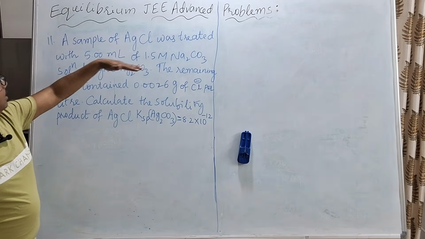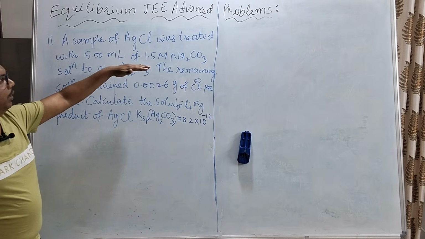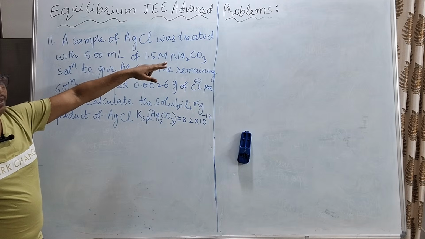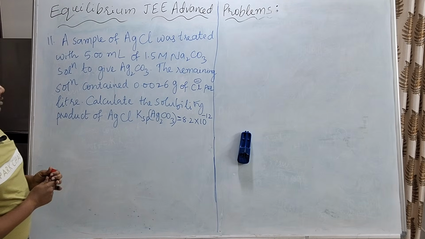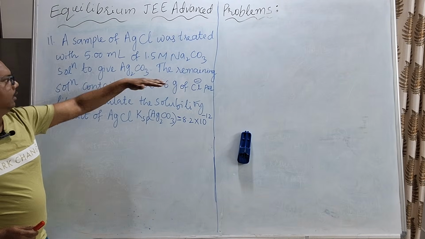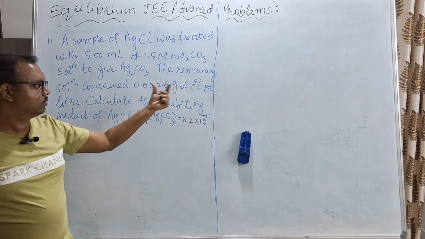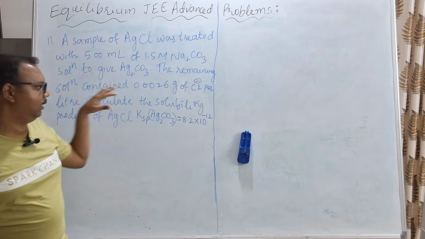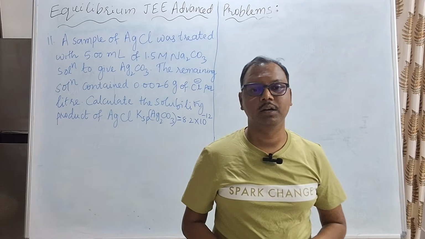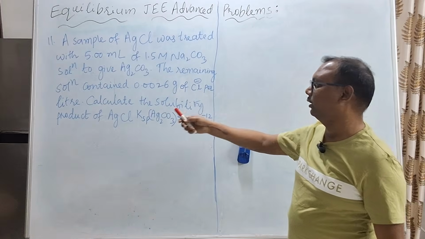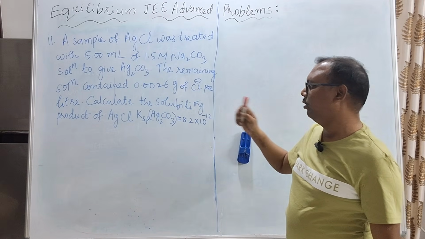A sample of AgCl was treated with 5 ml of 1.5 molar sodium carbonate Na2CO3 solution to give silver carbonate, Ag2CO3. The remaining solution contained 0.0026 grams per liter of Cl minus after the completion of reaction. It was remaining. Then calculate the solubility product of AgCl.